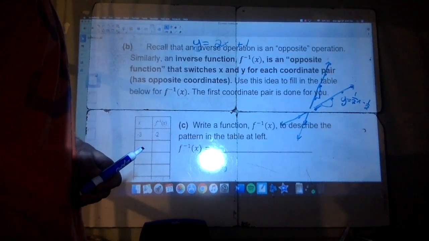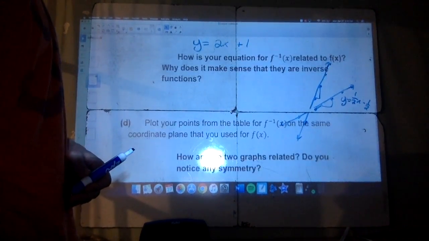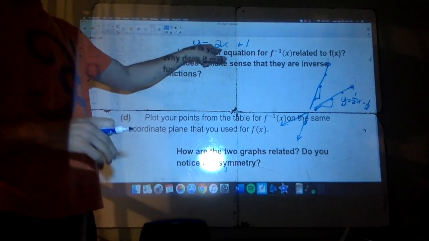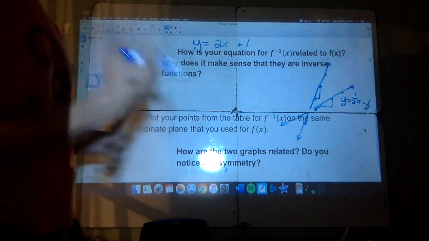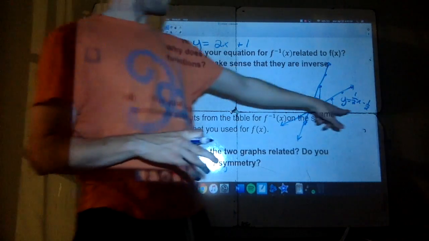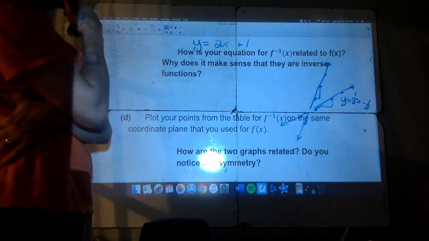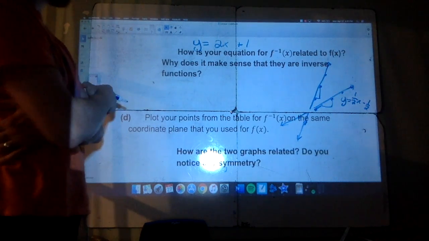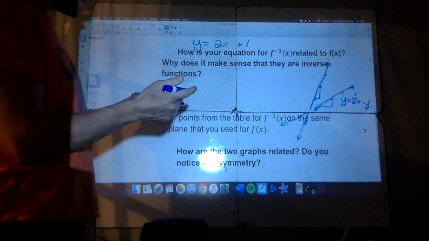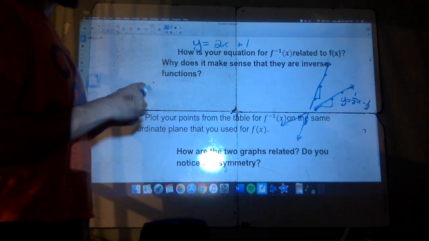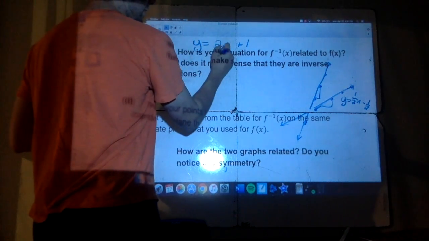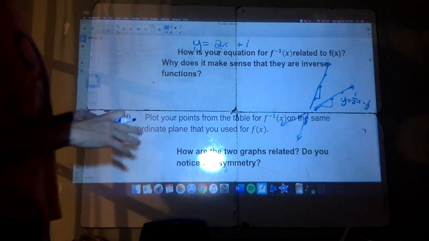So let's go back, and we said, how is our equation related? Well, our equation right there has a slope of 2x, and that has a slope of 1/2 x. So there's some relation there. And then +1 and -1/2, I don't quite see a relationship yet, but there's something there. So it does make sense because their slopes are opposites. So why does it make sense that they're inverse? The slopes are 2 over 1, and 1 over 2 is kind of the opposite slope.